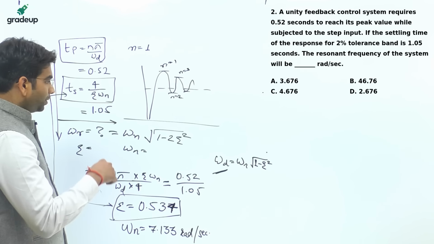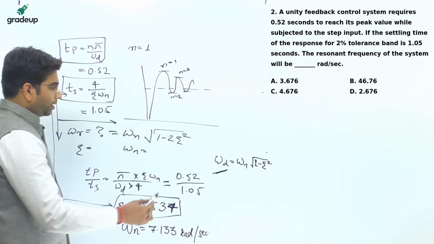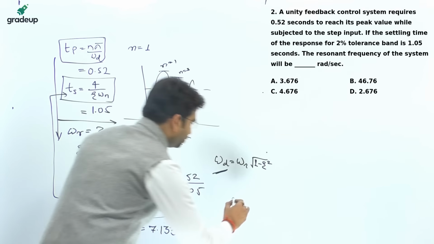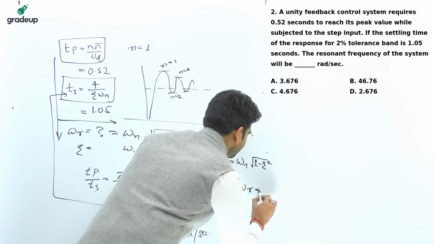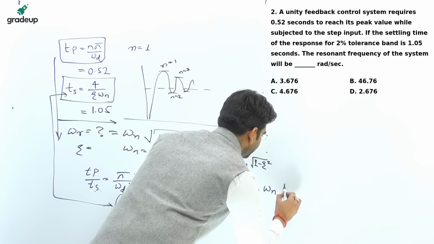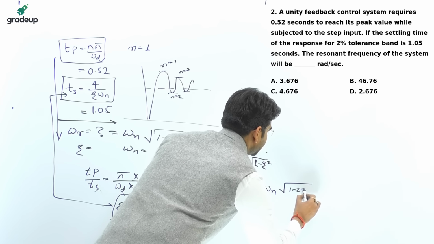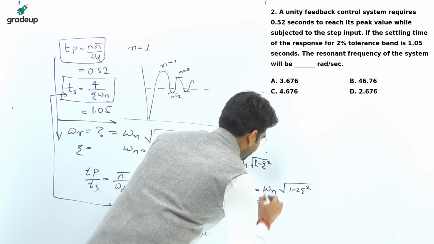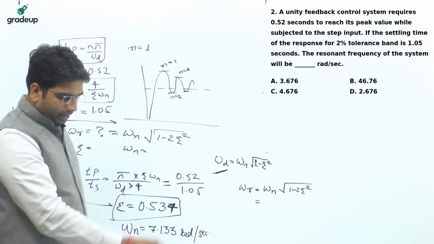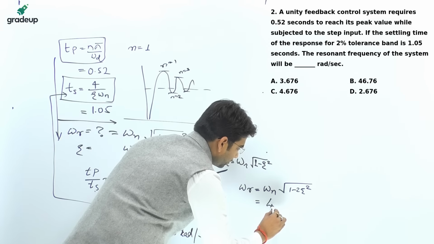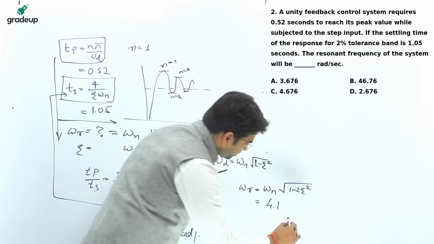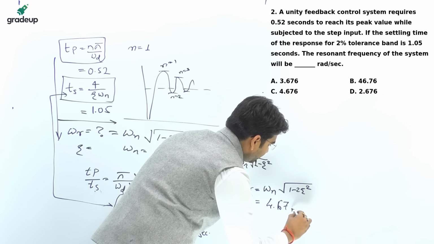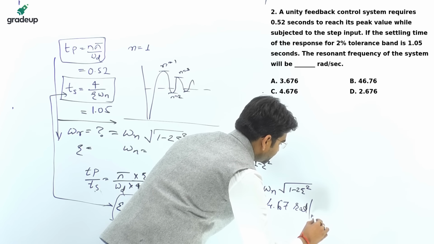And what will be the resonant frequency? For the resonant frequency, you have to go to this equation: omega r is equal to omega n root 1 minus 2 zeta square, and calculating, we get 4.67 radians per second.